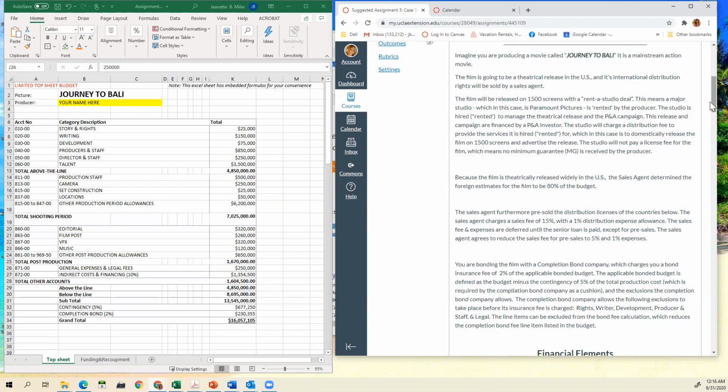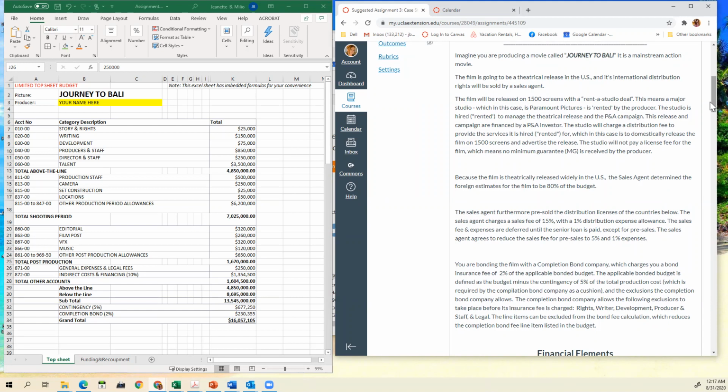So it is a service we pay for. And the way we pay for this service is by engaging a P&A investor who pays for all the P&A release campaign related costs, such as marketing, any materials, advertising, anything that is related to creating awareness about the film and its release in 1,500 screens across the US. And we're going to have Paramount Studios do that work for us and book the theaters for us.